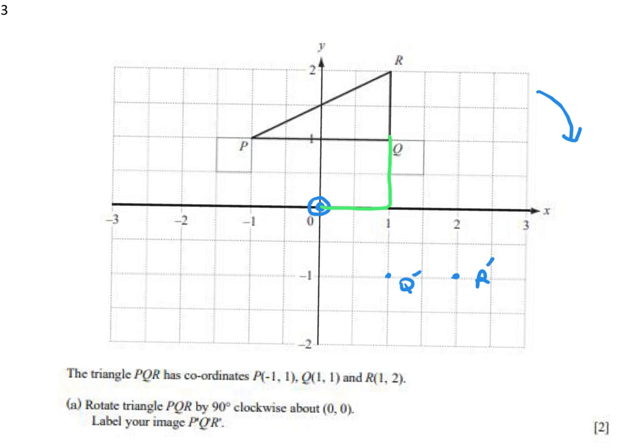And the last point, P. How do we reach this point? 1 left, 1 up. If you rotate in this direction, it becomes 1 up, 1 right. So this is P dash. Now join them using a ruler. So this is the image by rotation 90 degrees clockwise. You can also do it using tracing paper. It's easier.